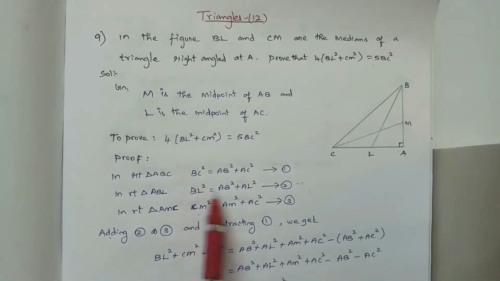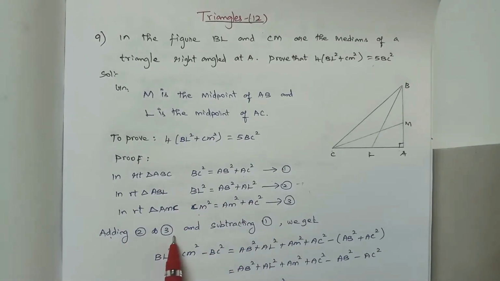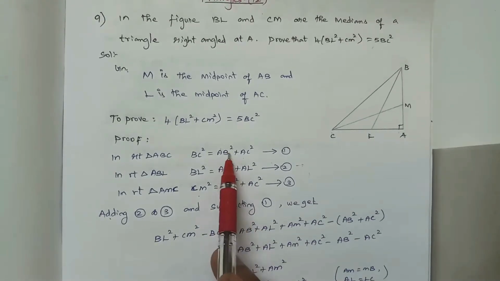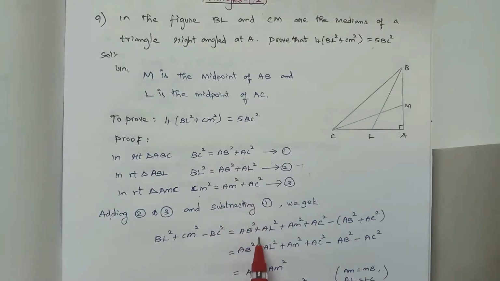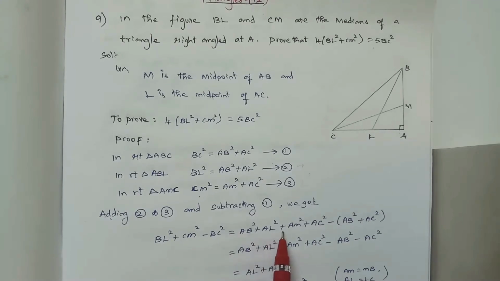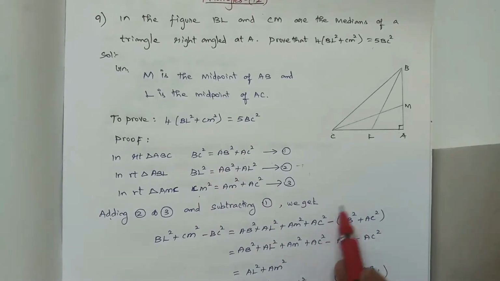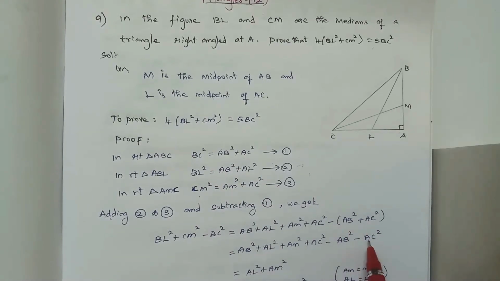Minus BC square. So just adding equations 2 and 3 and subtracting equation number 1. So BL square plus CM square minus BC square is equal to, just add these 2 equations and subtract the third equation number 1, right? In the RHS, AB square plus AL square plus AM square plus AC square minus AB square plus AC square, right? Just multiply the minus inside. So minus AB square minus AC square.